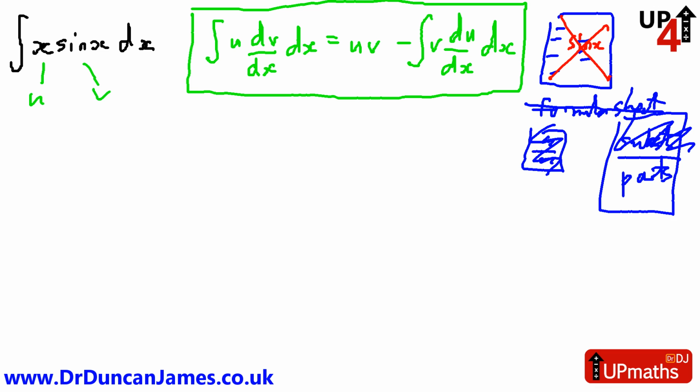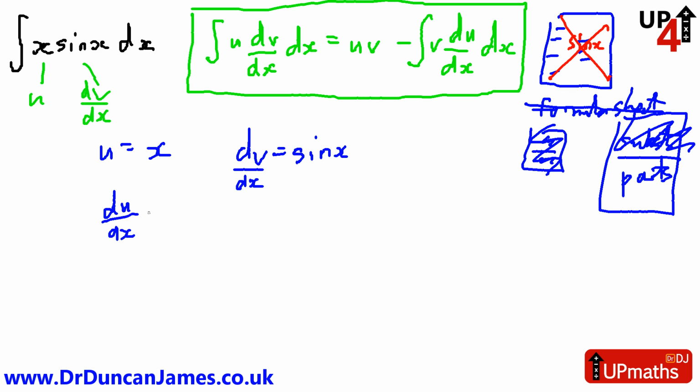Okay. I like to do this little box. Let's get a shift on now. So u equals x. V equals dv dx. Did you spot my deliberate mistake there? So let's just correct that. So that should say dv dx is sine x, which means that du dx equals 1. That's great. That's made that disappear.